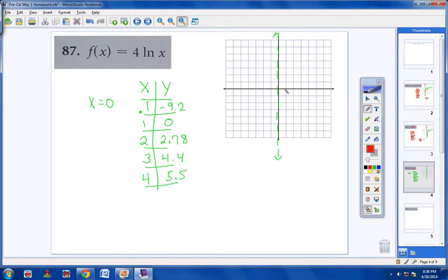Okay, our first point is 0.1 and then negative 9.2, which is something way down here. And then 1 would be at 0, 2 would be at 2.78, 3 would be at 4.4, and 5 would be at 5.5. So a little bit of a curve. Looks like this one's going to be curving more gradually, which is fine. And then shooting off way down here to this point. Okay, and that's good enough. We're just sketching and getting a basic idea of what the graph looks like.